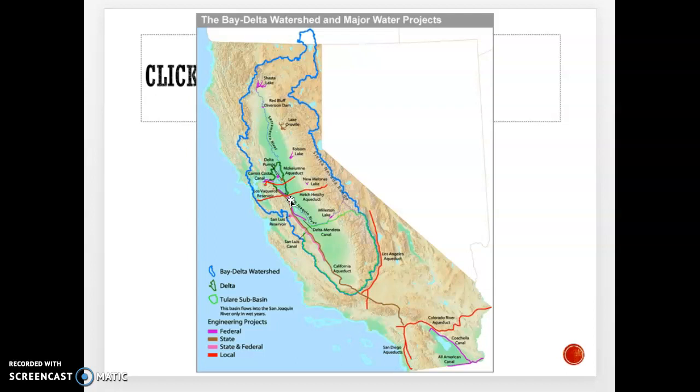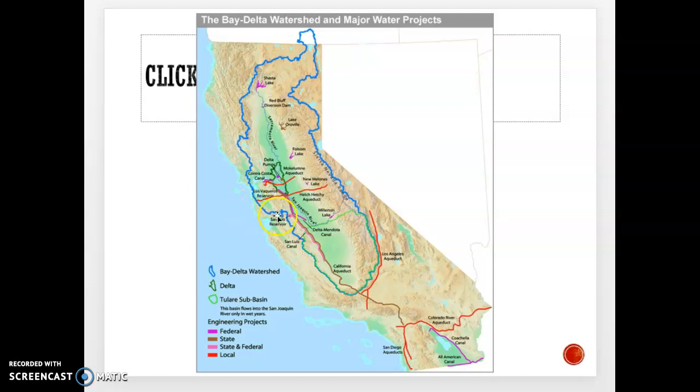So then this little area right here is where the delta is located, and that's where the Sacramento and the San Joaquin drain into that area, and it keeps flowing until it meets the San Francisco Bay and then makes its way eventually through the Golden Gate Bridge and out into the Pacific Ocean.